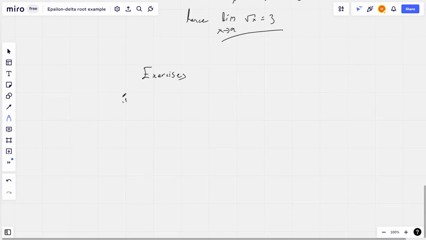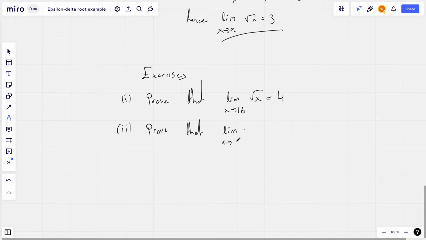The first exercise is going to be prove that the limit as x goes to 16 of square root x equals 4. Second exercise, prove that the limit as x goes to a squared of square root x equals a.